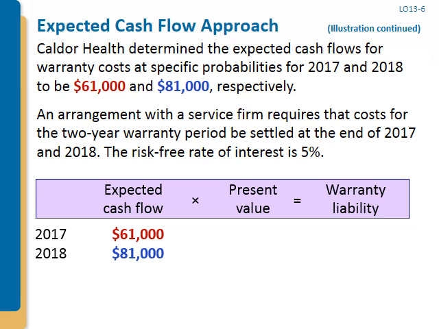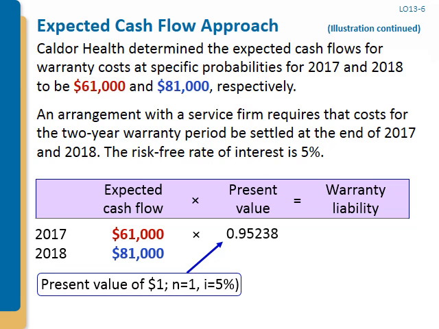We know that we also must determine the time value of these expected cash flow amounts. We use a risk-free interest rate of 5% as the uncertainty associated with the cash flows has already been included in our estimates by using the expected values. The present value of the expected cash flow amount for 2017 is $61,000 discounted by the present value factor for 1 year at 5%, which is 0.95238. The present value is $58,095.